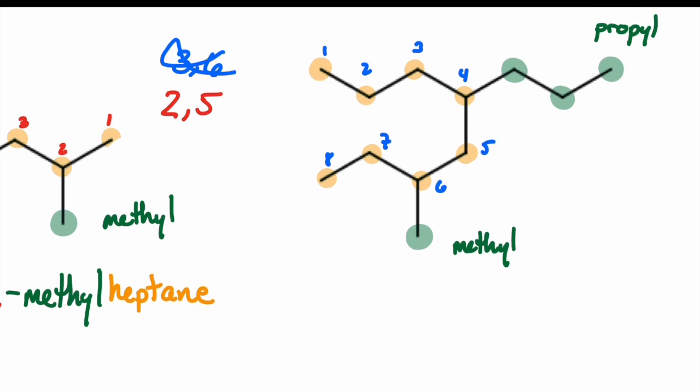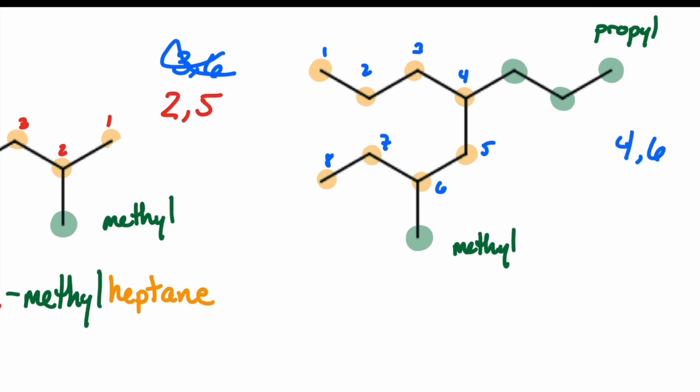All right, if we use this numbering scheme, we would have a 4 and a 6 in the name. If we went the other way, we would have a 3 and a 5 in the name. So again, we're going to want to pick that red numbering scheme. Get rid of blue here. Okay, red beats blue.